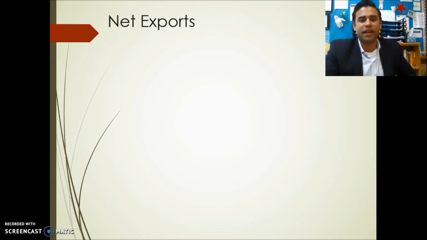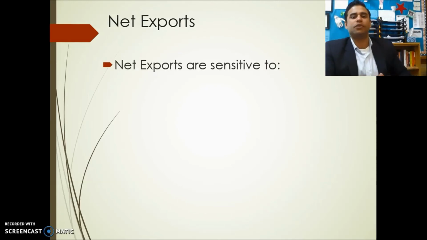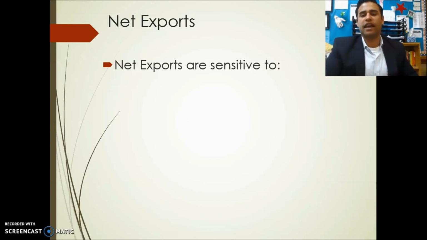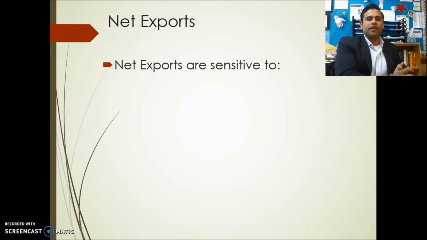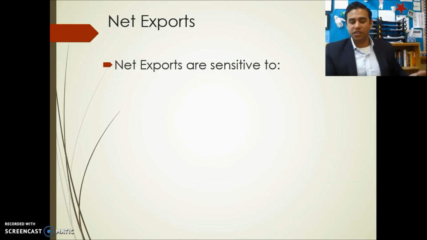And now finally, we have net exports. Remember that net exports is the difference between the value of imports and the value of exports, right? And we also know that this is consistently a negative number. That's what our trade deficit is. And what we're looking at are relative changes. What would make that negative number less negative, or what would make that negative number more negative, right? This is the same as an increase or a decrease.